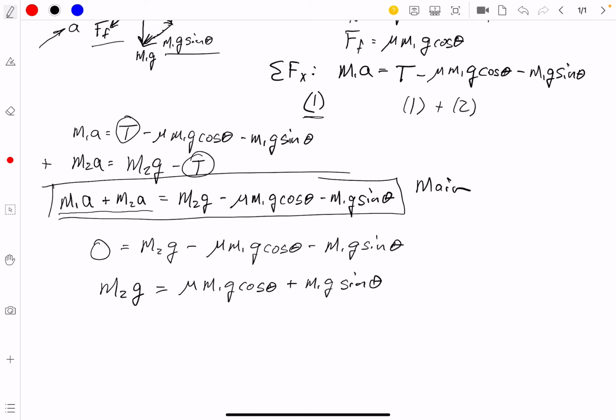I'm going to do a little math because I don't like plugging in numbers when I really don't need to. The g's for every term cancel. So now I can say that m2 is equal to, and I'm going to factor out m1 here, mu cosine theta plus sine theta.